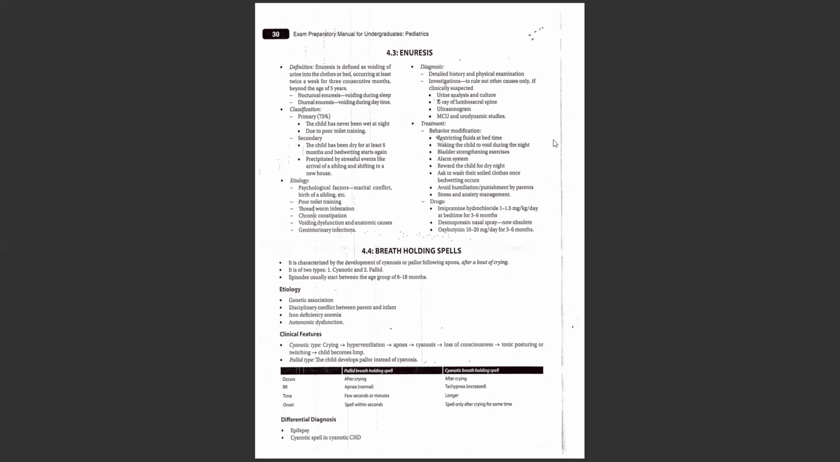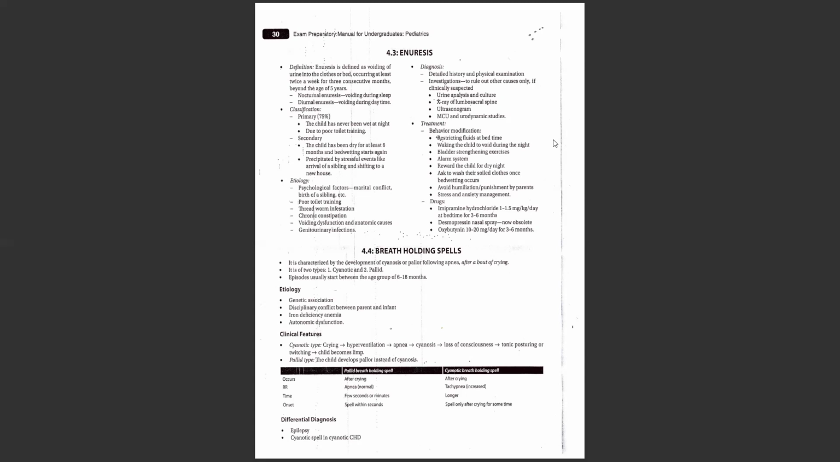Going to the clinical features of breath holding spells, we already said that there are two varieties: cyanotic and pallid. In the cyanotic type, the clinical feature in order is that first the child cries, followed by hyperventilation that results in apnea, cyanosis, and loss of consciousness, tonic posturing or twitching, and the child becomes limp. In the pallid type, the child develops pallor instead of cyanosis. In the cyanotic type, there will be cyanosis followed by apnea. In the pallid type, there will be pallor instead of cyanosis.